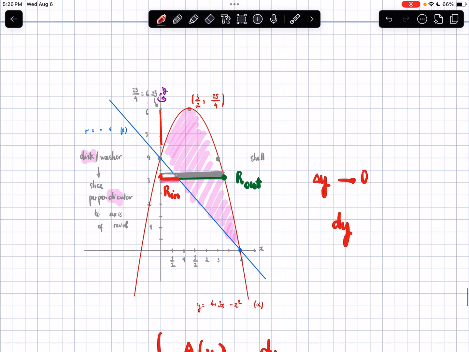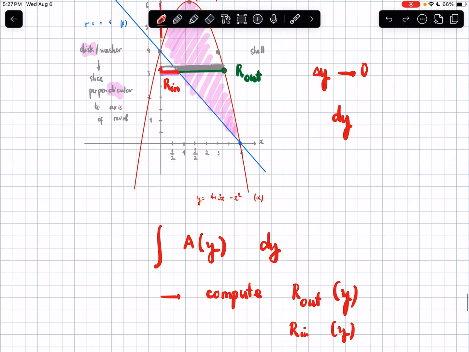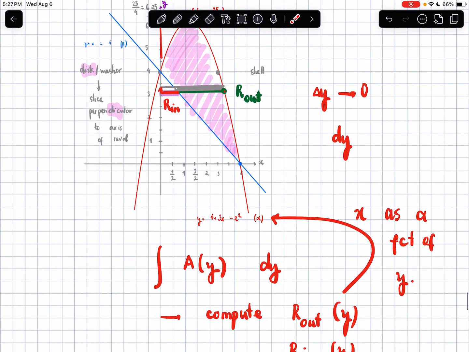So in our case, we need to compute the outer radius R outer in terms of y. But the function we are given is y equal to a function of x. Now we need to find x as a function of y, which makes it difficult. So here we have y as a function of x. We need to compute x as a function of y. That is the first thing we need to do. So that makes it difficult.